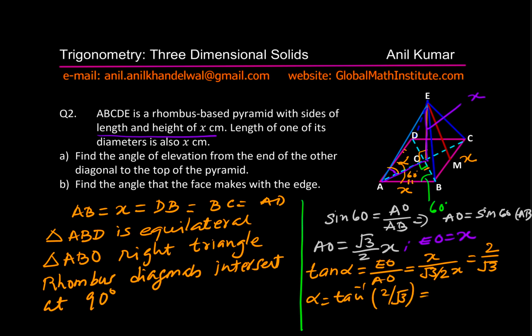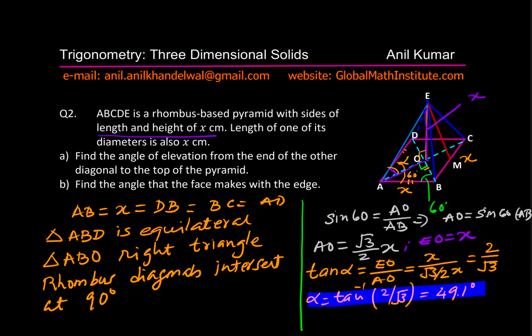So let's find this answer using the calculator. Shift tan inverse, within brackets 2 divided by square root 3, and that gives you 49.10. So I'll write here 49.1 degrees. Is that clear to you? So we get this answer for part A: angle alpha is equal to 49.1.